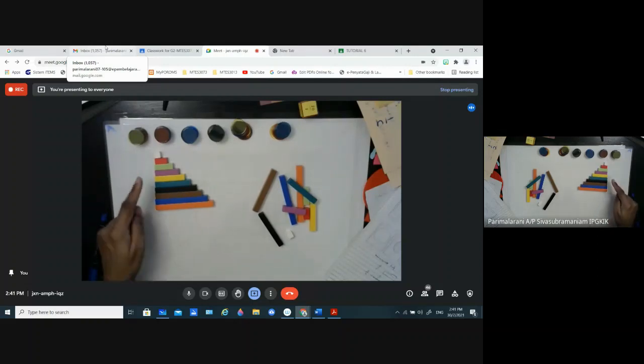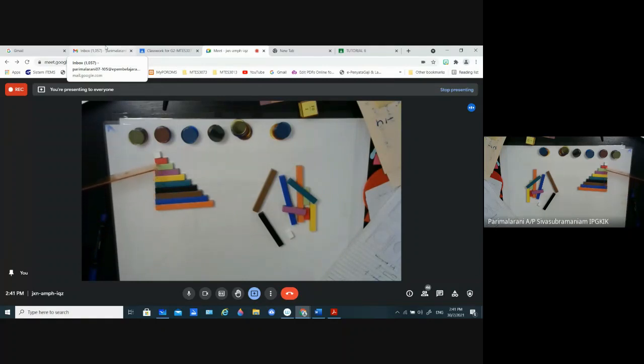You see, I've arranged it to show you the difference in the size. So we can start from the bottom here. This is our tens: 10, 9, 8, 7, 6, 5, 4, 3, 2, 1. Normally, when we use Cuisenaires, we ask the children to memorize the colors. Orange is 10, blue is 9, brown is 8, black is 7, green is 6, yellow is 5, purple is 4, light green is 3, red is 2, white is 1.